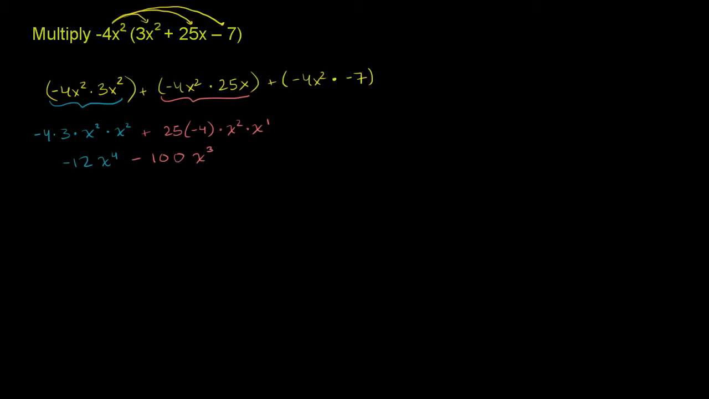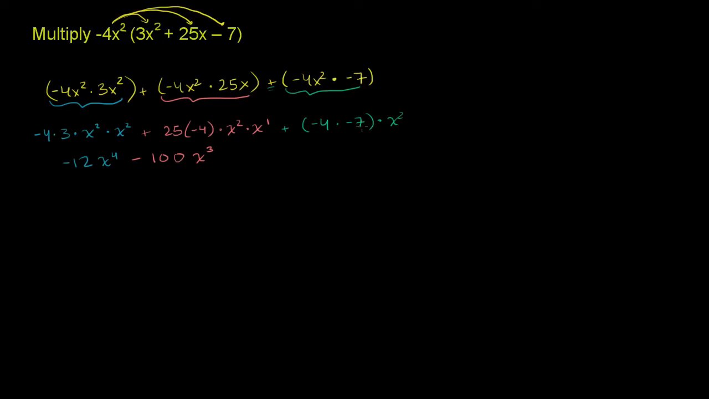And then let's look at this last term over here. We have negative 4x squared. So this is going to be plus, that's this plus right over here. We have negative 4. We can multiply that times negative 7, and then multiply that times x squared. I'm just changing the order in which we multiply it.